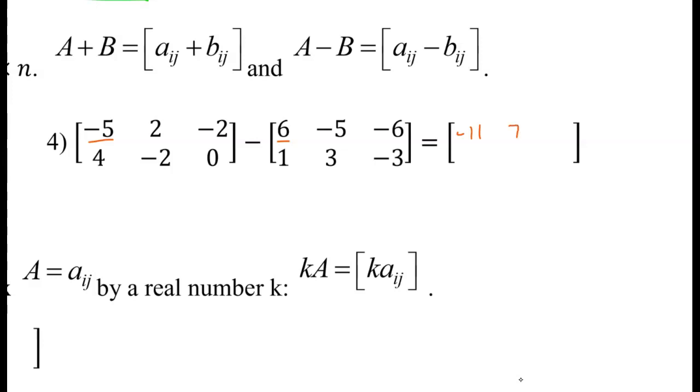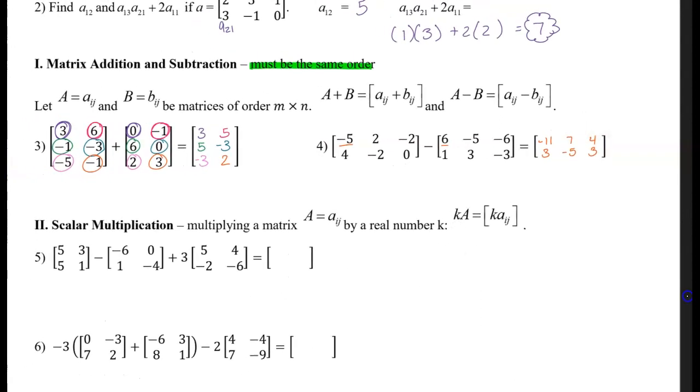What about row 1, column 3? Wonderful. Row 2, column 1. Yes. Row 2, column 2. Yes. And lastly, row 2, column 3. It's a +3 because it's -2. I'm sorry, it's 0 minus -3. So that becomes a +3. All right. Any questions on adding and subtracting here? You guys seem like you get it.